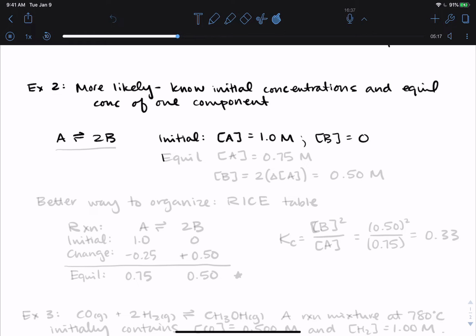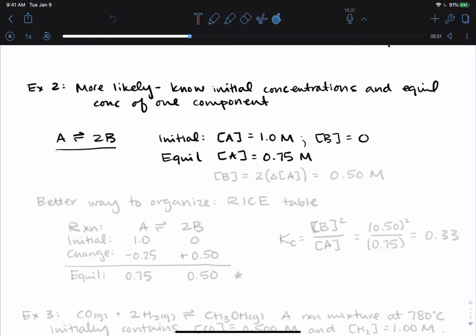At equilibrium, A has a concentration of 0.75 molar, and from this information, we can figure out how much B was produced because we have the balanced reaction. For every 1 mole of A that I use up, I make 2 moles of B.